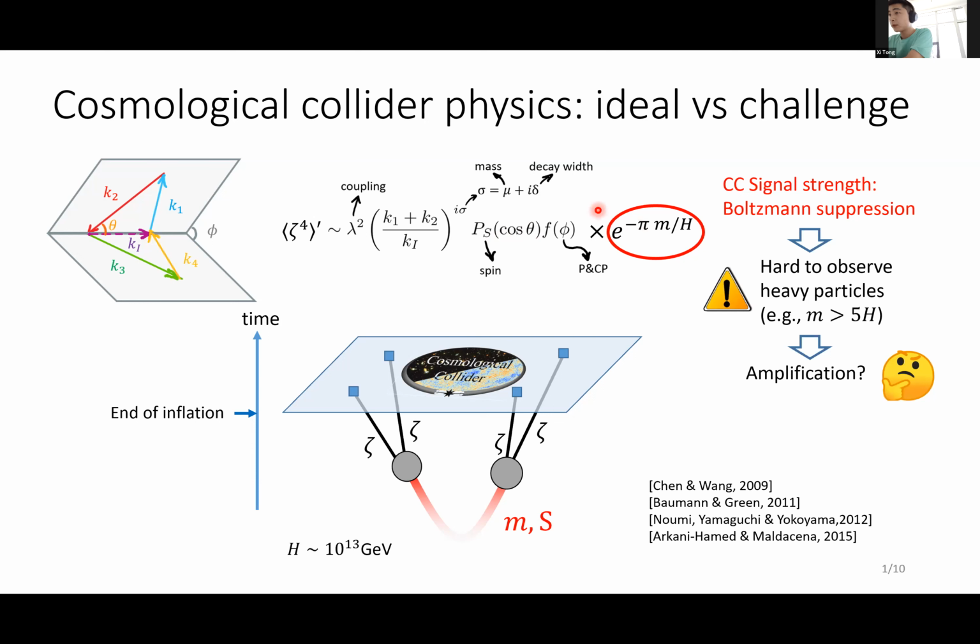However, one big challenge of this paradigm is that the overall CC signal strength is suppressed by a Boltzmann factor, because we know that inflation is approximately a quasi-de Sitter space-time with a background temperature of order Hubble. This makes it very difficult to observe heavy particles, especially particles with mass larger than, for example, 5H. This motivates us to look for mechanisms that amplify these signals.